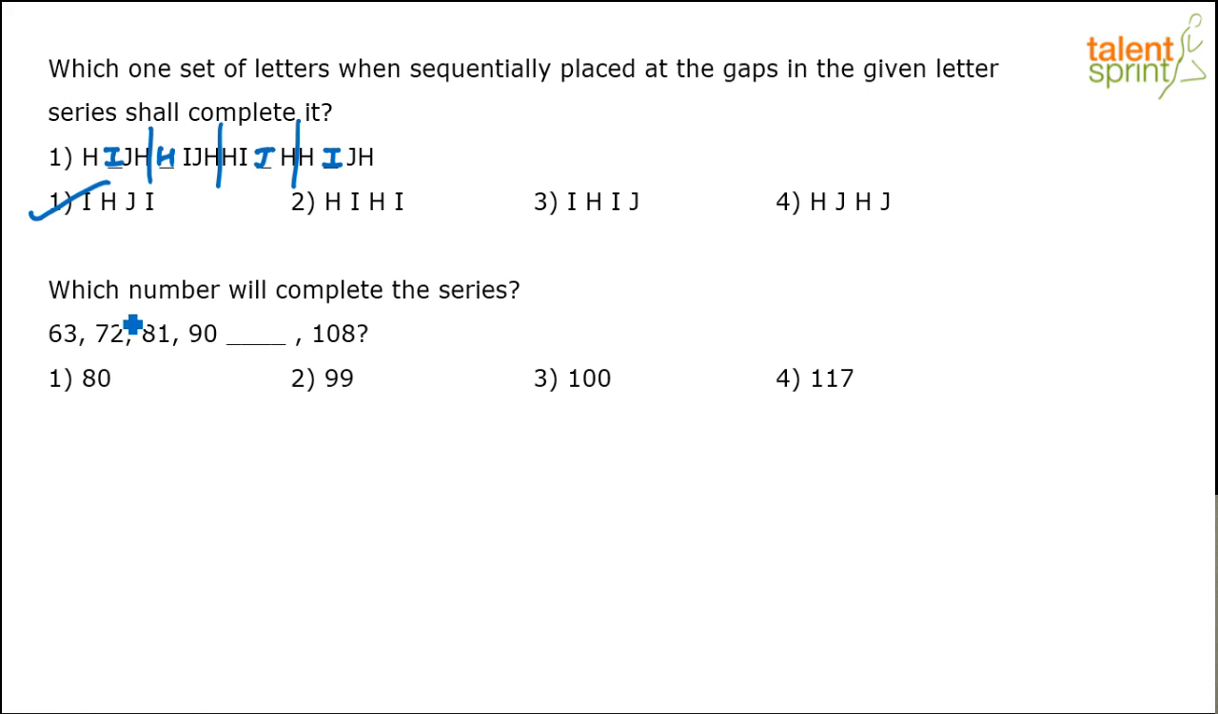Next question: which number will complete the series? Now even a 5th standard student will answer this question very easily, right? 63, 72, 81, 90, and then 108. So obviously this should be 99. I don't have to tell you why. This question should be answered in how many seconds? 0 seconds. I mean, of course, not literally, but having read this pattern 63, 72, 81, 90, dash, 108, if you take more than 0 seconds, then you're not fit for the exam.